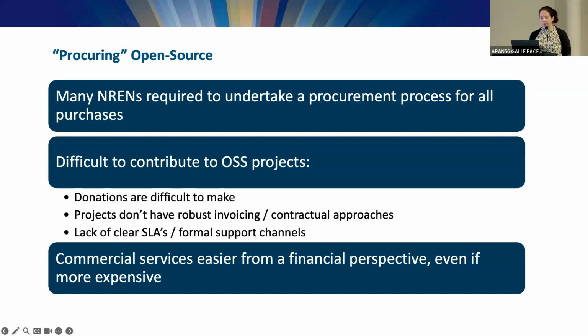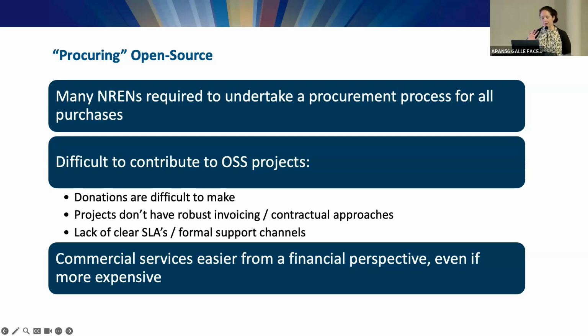The other one is that they have difficulty contributing to open source projects. They'd like to give them money to sustain them, but it's very, very difficult. Donations are very difficult to make, particularly if you're a not-for-profit organization yourself. You need an audit trail. People don't understand just giving money out to people. The projects themselves don't have robust invoicing or contractual approaches. This is something the Commons Conservancy is trying to address. And there's a lack of clear service level agreements or formal support channels. So commercial services can sometimes be easier from a financial perspective. So people just go ahead, put out a tender, get a commercial solution, even if it's more expensive.